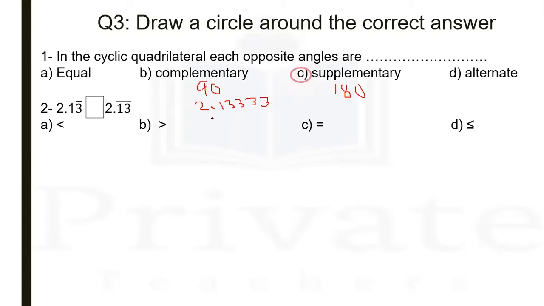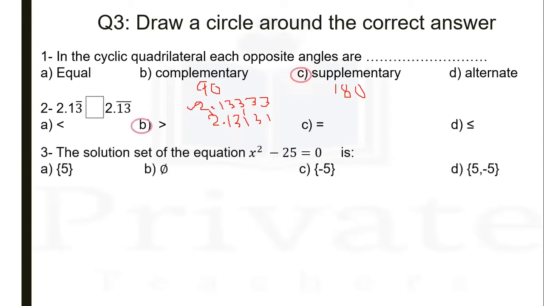And look at the second one. It is 2.13, so here we are going to repeat the 13, all of it, and so on. To compare between them, here we have 2, 1, 3, 3 and here we have 2, 1, 3, 1. So the bigger number is this one, which means the sign will be greater than.